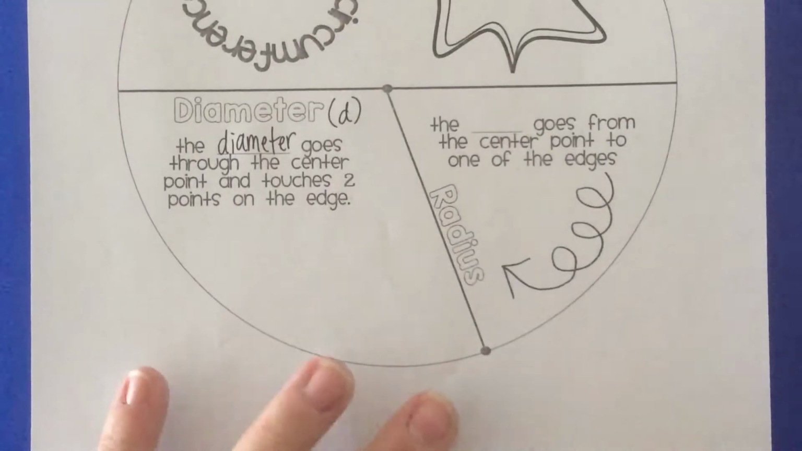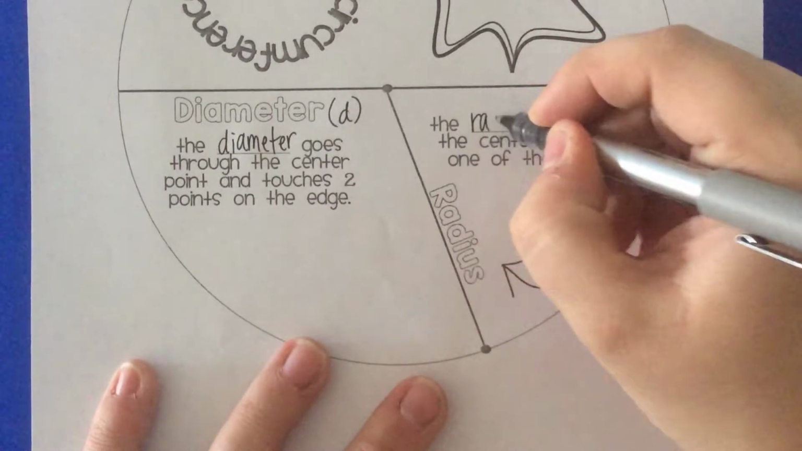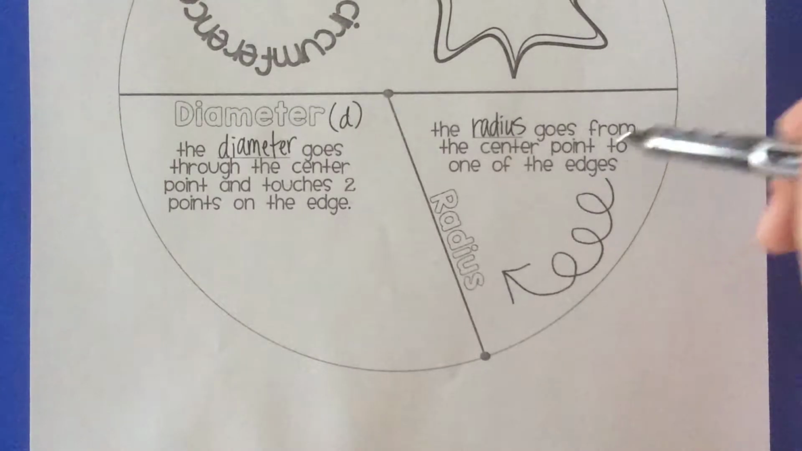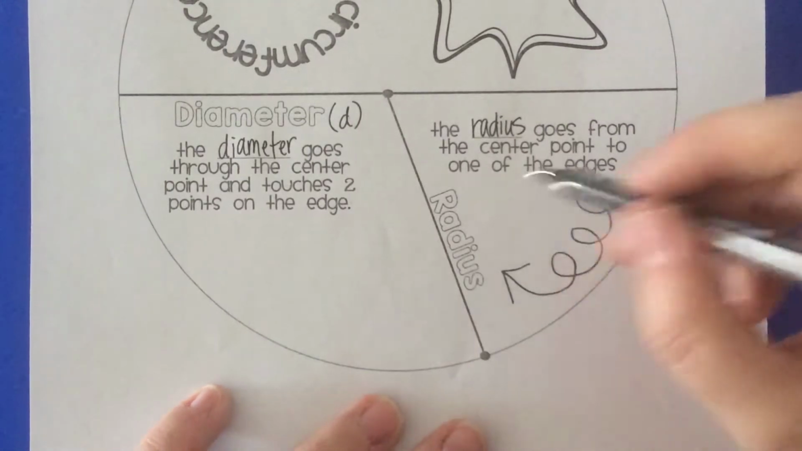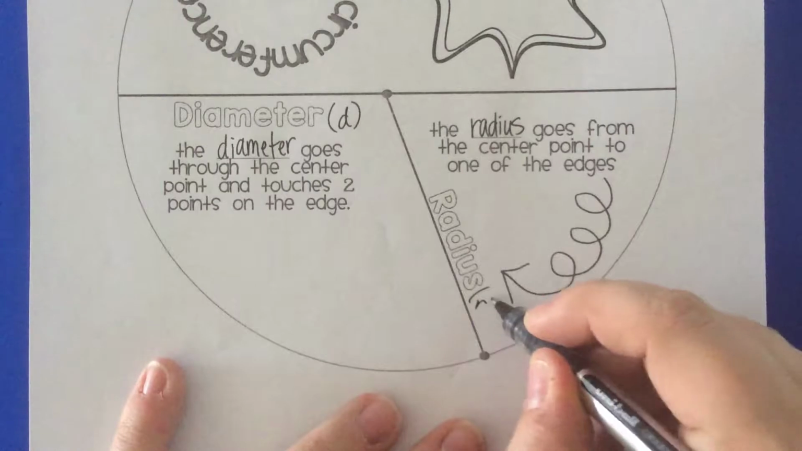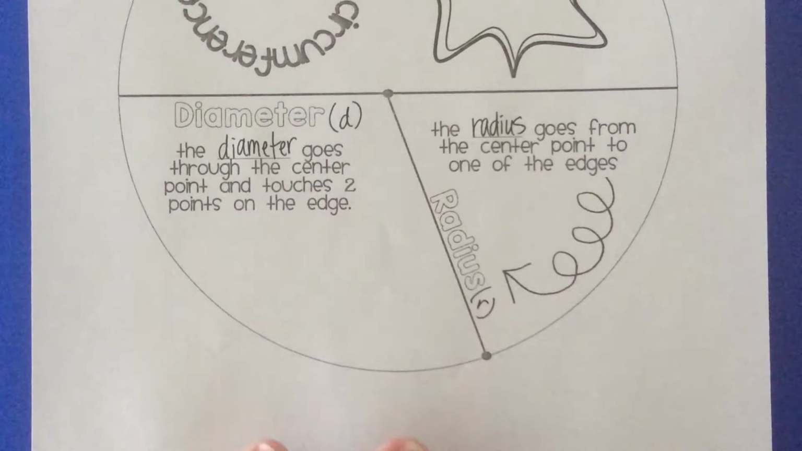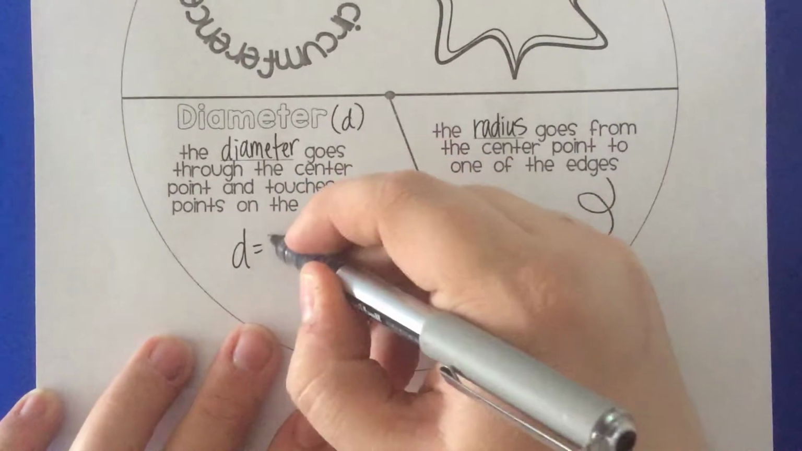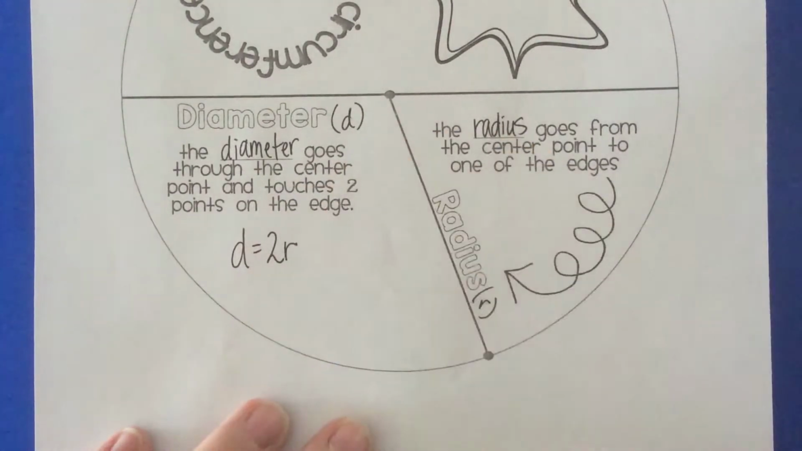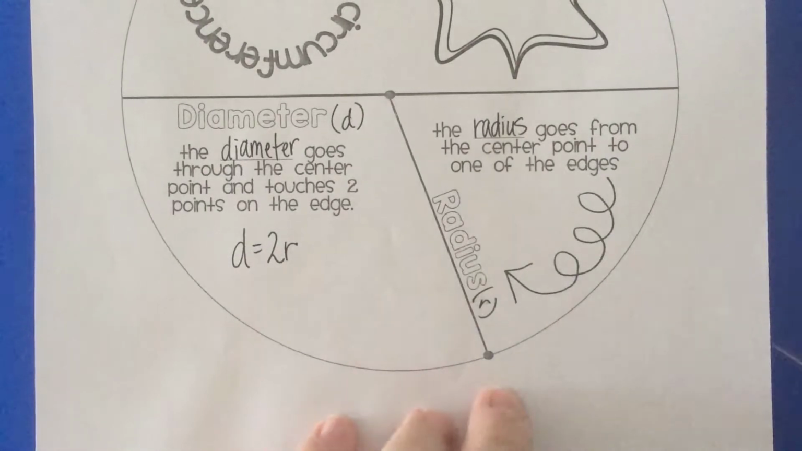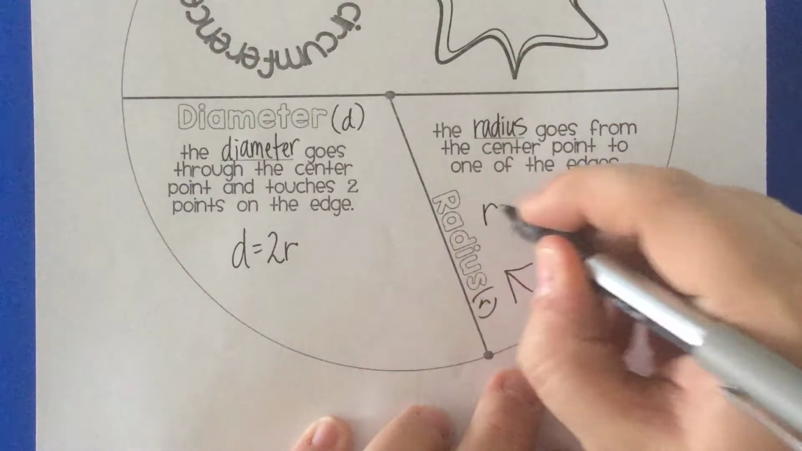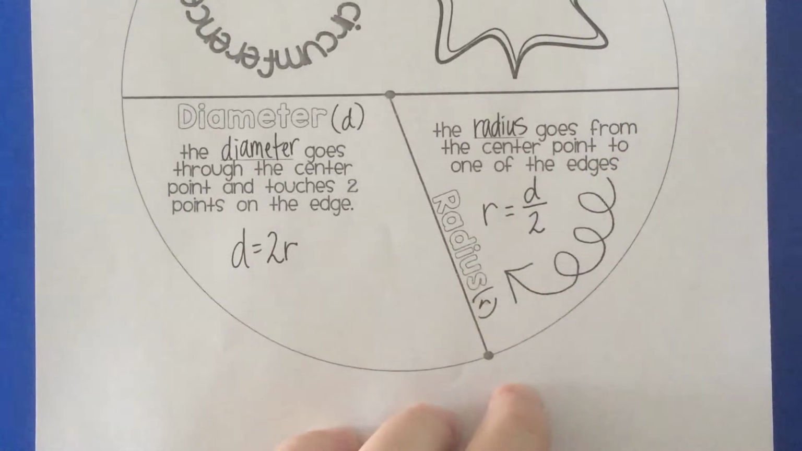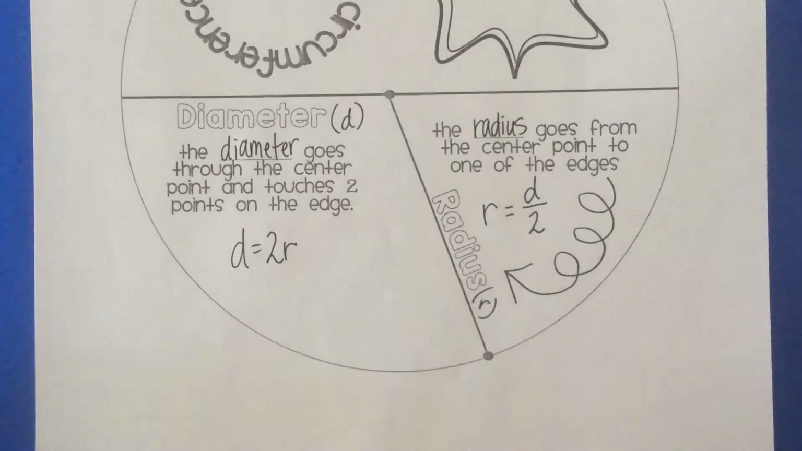And then we've got radius, and the radius goes from the center point to one of the edges, and we're going to represent radius with that lowercase r. Now, earlier we talked about the diameter equals 2 times the radius if we're trying to find the diameter. And for the radius, if we have the diameter, then we can divide the diameter by 2 to get the radius. So what is circumference?